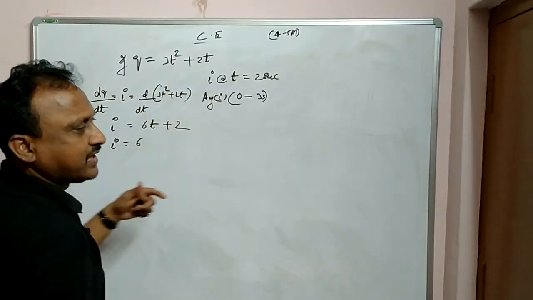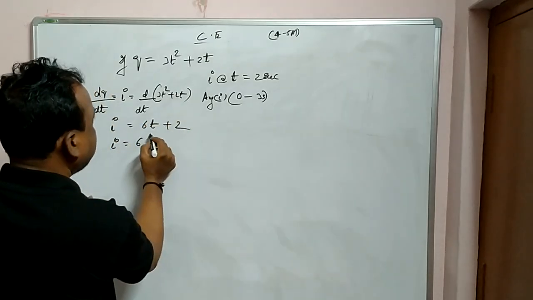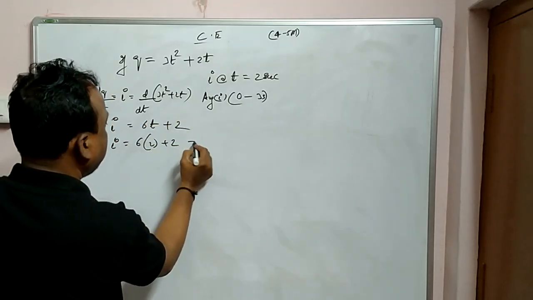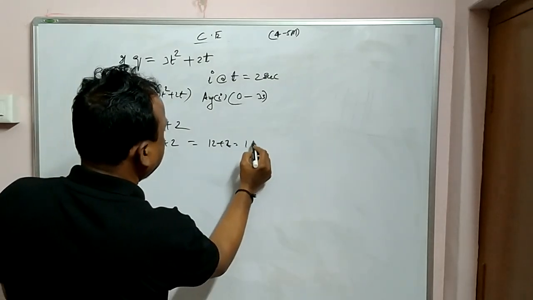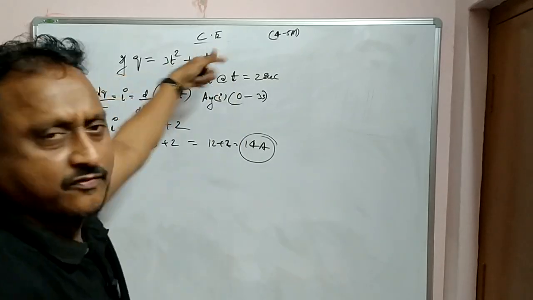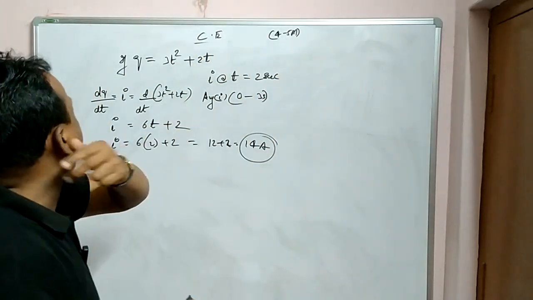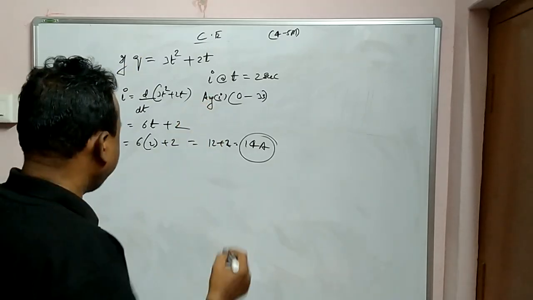This is the derivative of x power n, which is n into x power n minus 1. So 6 into 2 plus 2, that is 12 plus 2. How much? 14 amperes. So this is how you will be solving such type of problems, if they are giving some function of charge with respect to time t. In the same way, they are asking about the average.